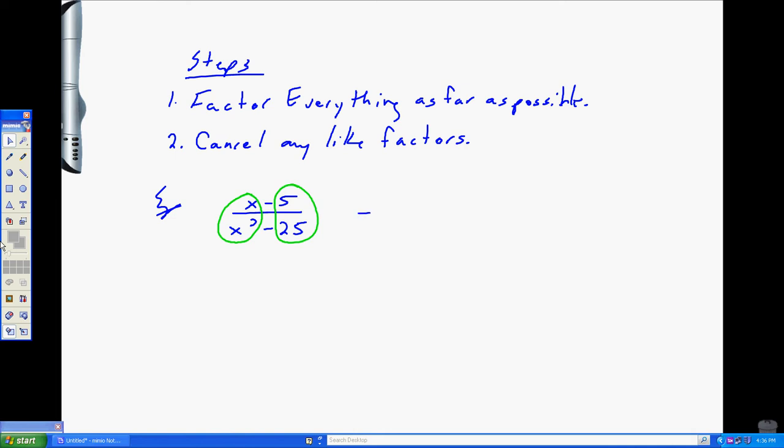If we go back here now, the top, x minus 5, is factored as far as it can be. There's nothing more you can do with that, let's be honest. But on the bottom, x squared subtract 25 is a difference of squares. So if I factor that out, I get x minus 5 times x plus 5. When I cancel, I get x minus 5 canceling with an x minus 5, because this factor up top and this factor down bottom are exactly the same. So I can cancel them out, and I'm left with 1 over x plus 5.